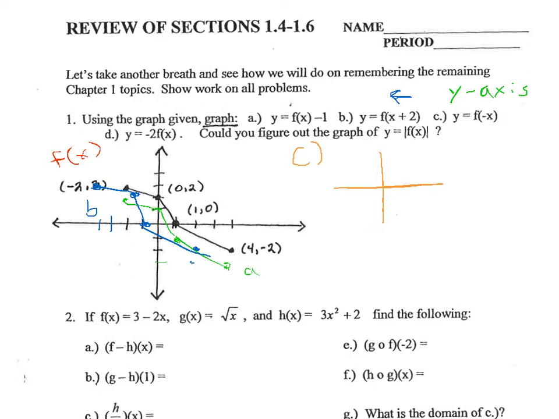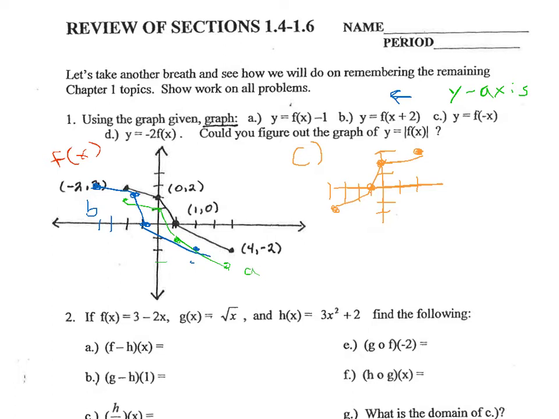So we'll have our first coordinate used to be at negative 2, comma 3, so now it's going to be at positive 2, comma 3. Our next coordinate used to be at 0, comma 2, and it's actually going to stay there because if I multiply 0 by negative, it just stays 0. Our next point was at 1, comma 0, so it's going to be at negative 1, comma 0. And our last point was at 4, negative 2, so now it will be at negative 4, negative 2. So our graph is reflected over the y-axis.